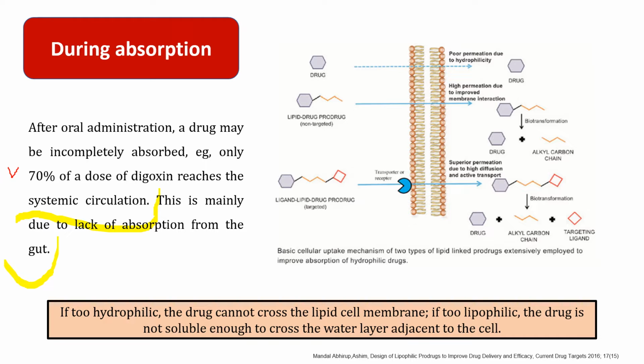The drugs that are too hydrophilic cannot cross the lipid cell membrane. If too lipophilic, the drug is not soluble enough to cross the water layer adjacent to the cell. So there are various factors: if the drug is more hydrophilic, that is more water soluble, or if the drug is more lipid soluble, or if the drug is more ionized. These are the limiting factors, you can say, for a drug to be absorbed from the stomach.